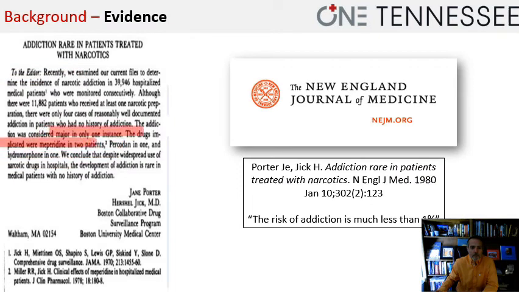So it was arguably all initiated and revolved around a single letter to the editor in the New England Journal of Medicine that said the development of addiction is rare in medical patients with no history of addiction. And one of the quotes that was pushed by Purdue Pharma when marketing OxyContin and others was that the risk of addiction is much less than 1%. So this is what the entire opioid epidemic was potentially built off of and fueled by.